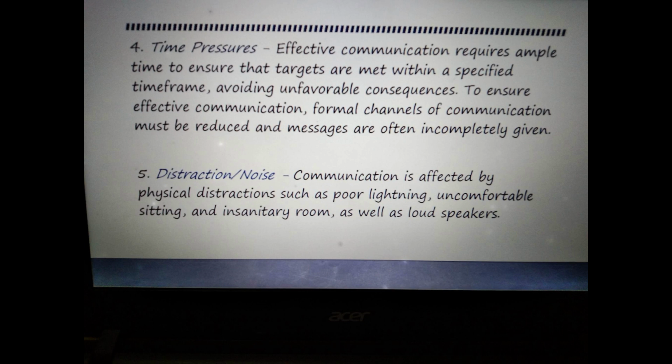Number 5, distraction or noise. Communication is affected by physical distractions such as poor lighting, uncomfortable seating, and unsanitary room as well as loudspeakers. So, distraction and noises, this is the distraction that affects you when you are communicating to someone. For example, she or he is not comfortable with this setting and unsanitary room. So that's the meaning of that.